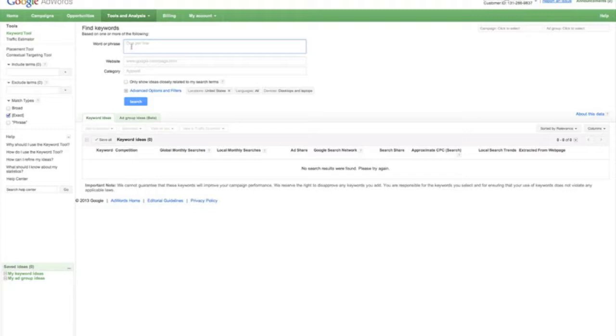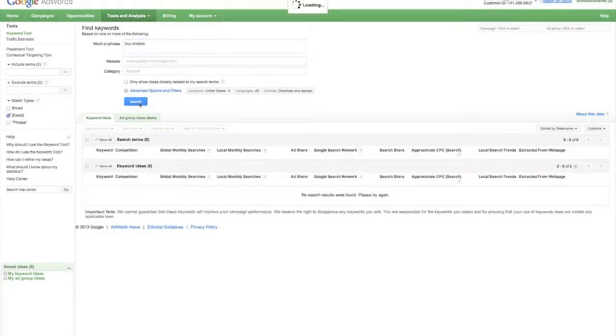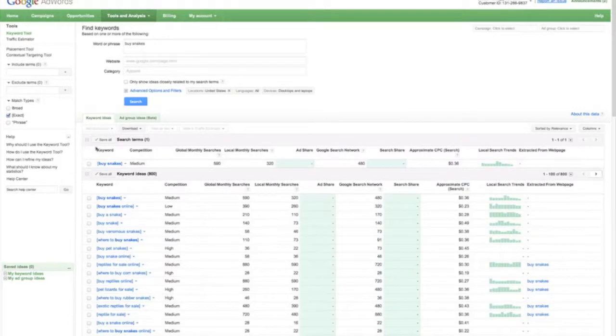What is something that somebody would type in if they wanted to buy a snake? Probably would be buy snakes. So let's try that. Buy snakes. I seriously doubt buysnakes.com is taken, and that's my dog jumping on the back door trying to get in. I apologize.